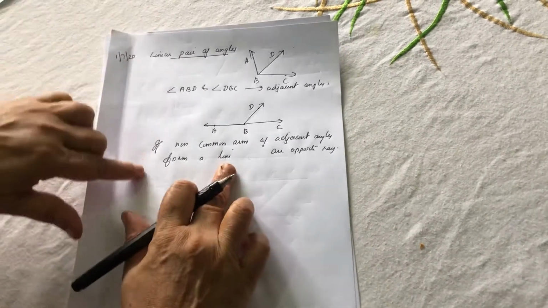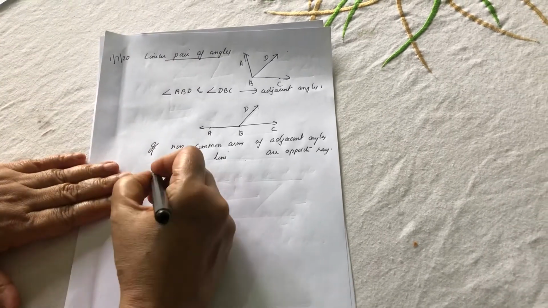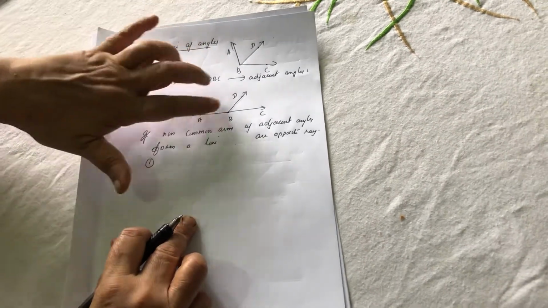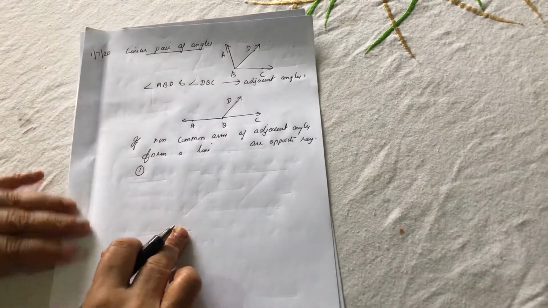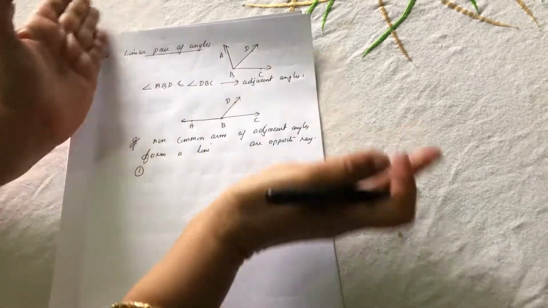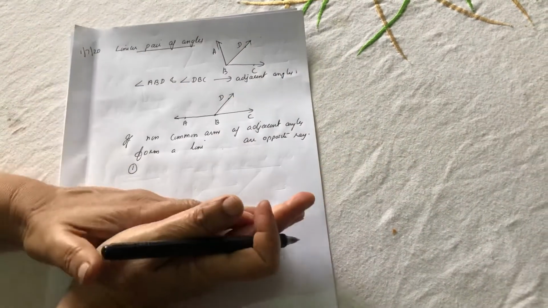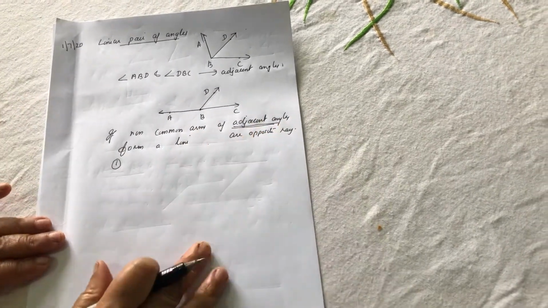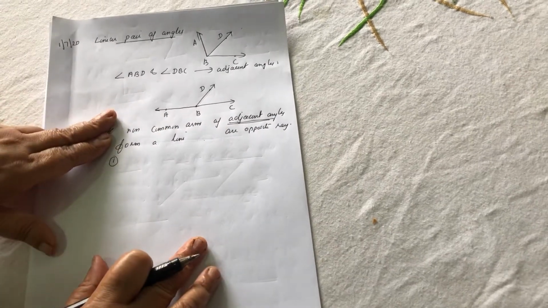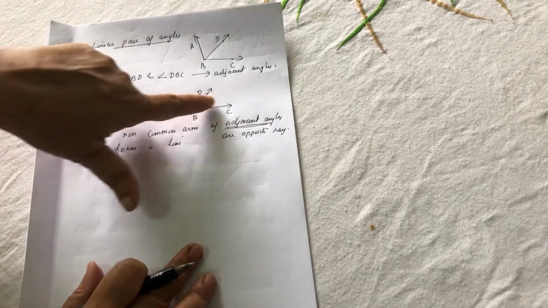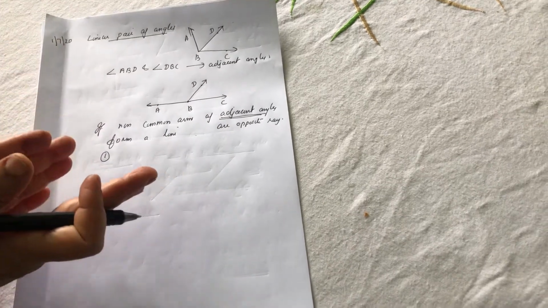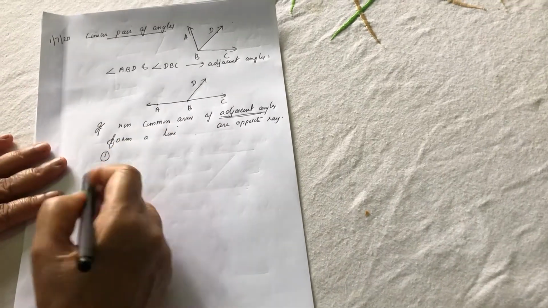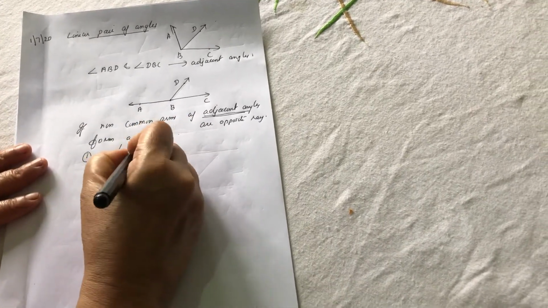Therefore, for the linear pair condition, first, two angles should have a common vertex, a common arm, and non-common arms on both sides of the common arm. These are the three conditions in the word adjacent angle. One more condition is added to the adjacent angle. What is that? Non-common arms are forming a line, or non-common arms are opposite rays. Then you can say that this is a linear pair.